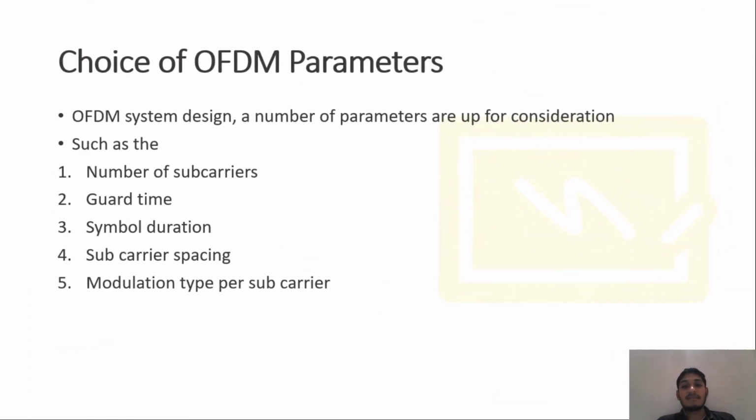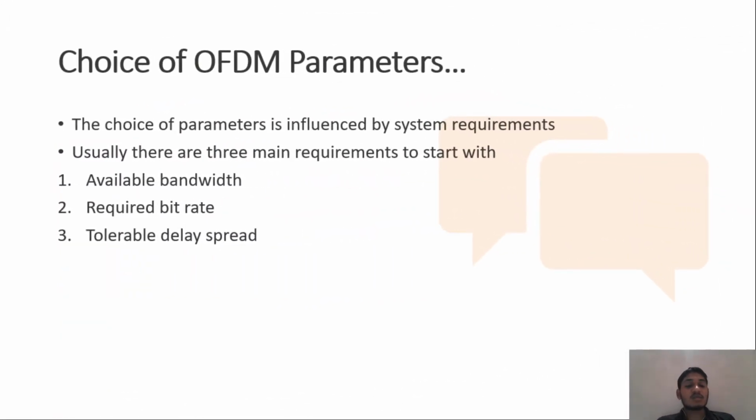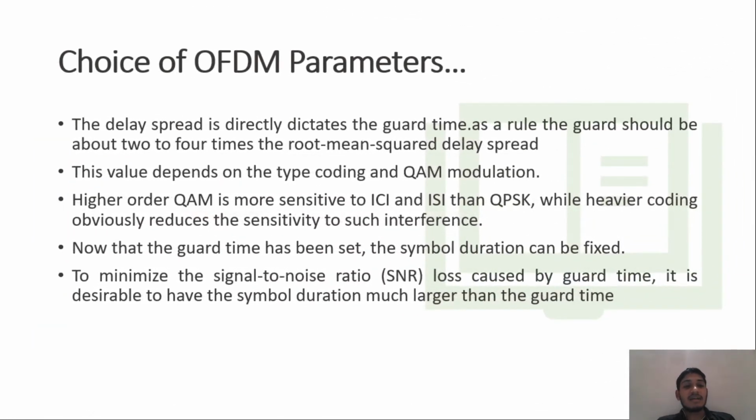Choice of OFDM parameters. When we design an OFDM system, the considerations are parameters such as the number of subcarriers, guard time, symbol duration, subcarrier spacing, and modulation type per subcarrier. The choice of parameters is influenced by the system requirements. Usually there are three main requirements to start with. First, available bandwidth; second, required bit rate; and third, tolerable delay spread. The delay spread directly determines the guard time. As a rule, the guard time should be about 2 to 4 times the root mean square delay spread.